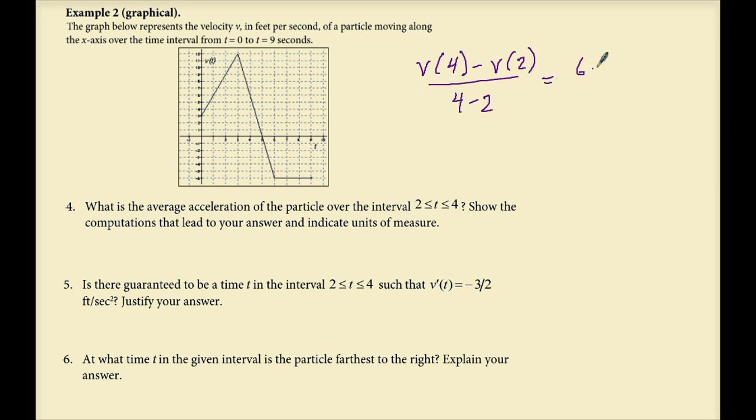v(4) is 6. v(2) is 9. 6 minus 9 over 2 gives negative 3/2. The units here are feet per second squared.